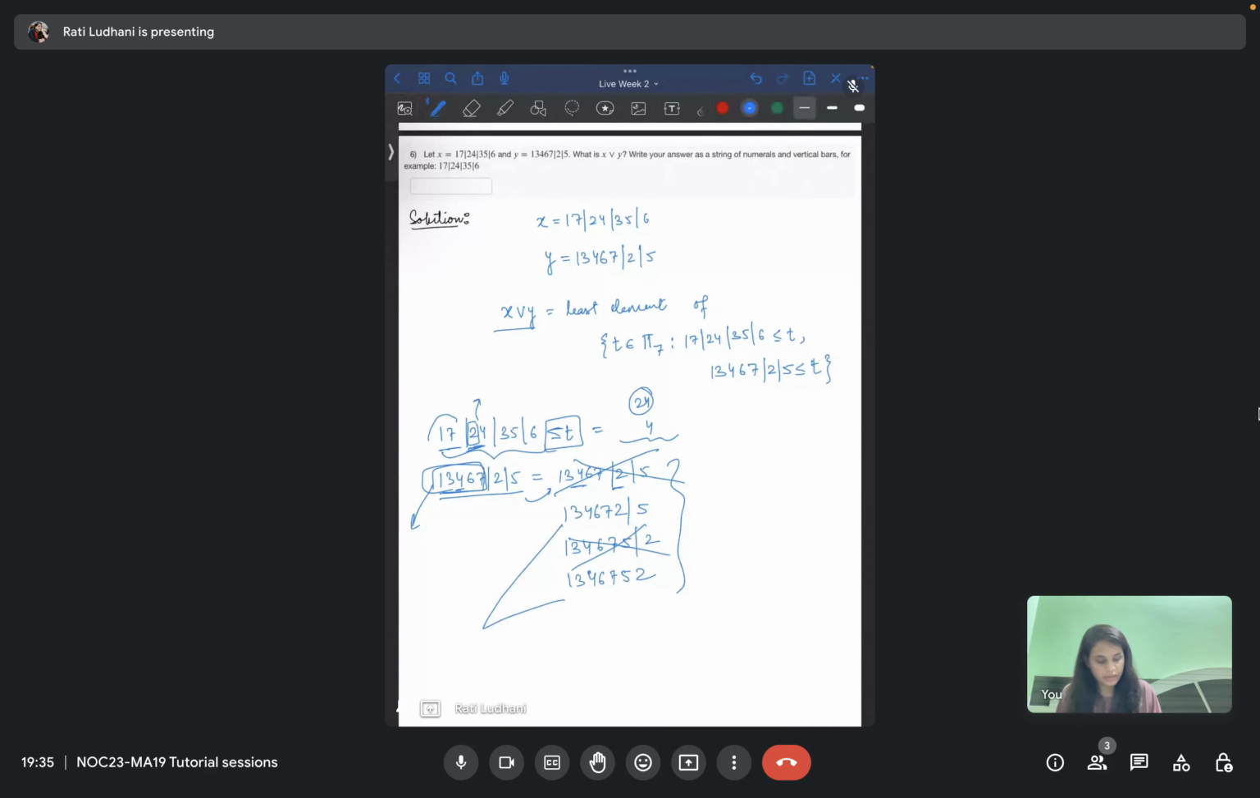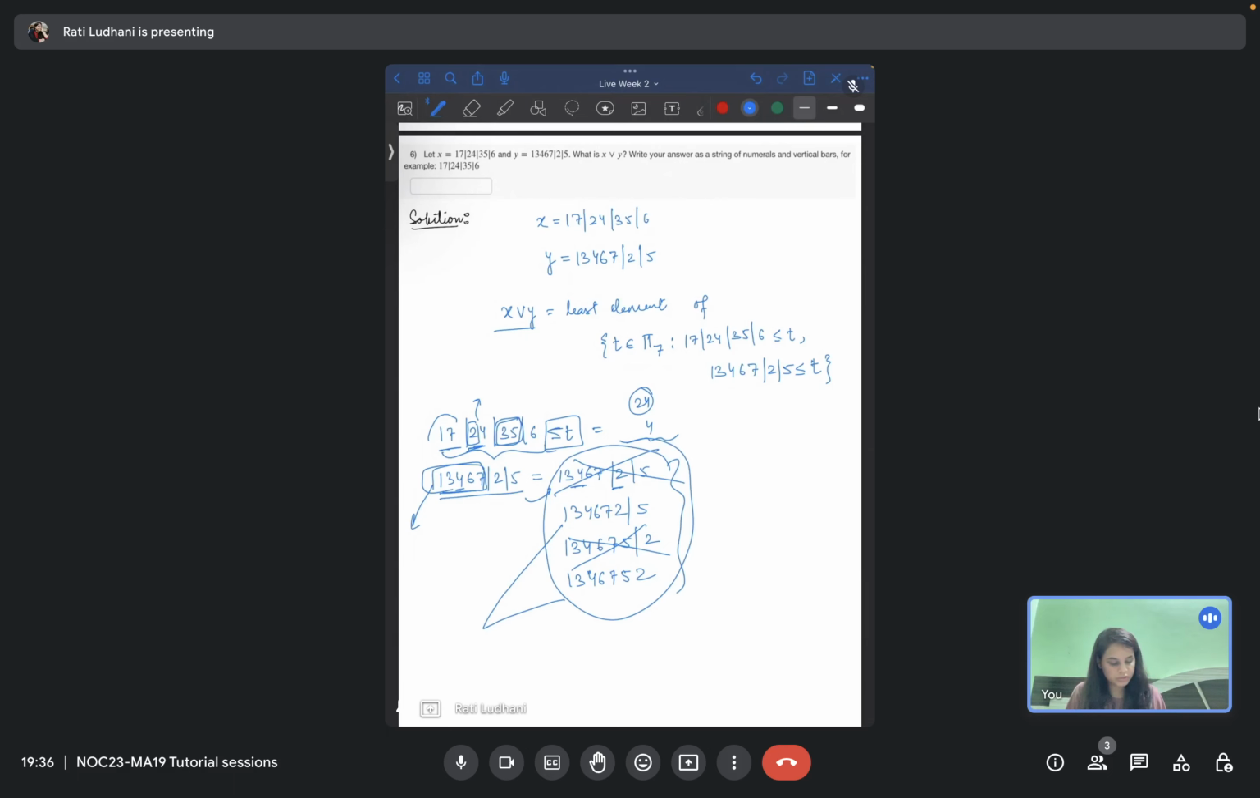Now again, you see this 3 5 thing. These are in the same block. Then for the bigger one, 3 5 will have to be in the same block, right? So for this also, you have to pick all those options for which 3 and 5 are in the same block.